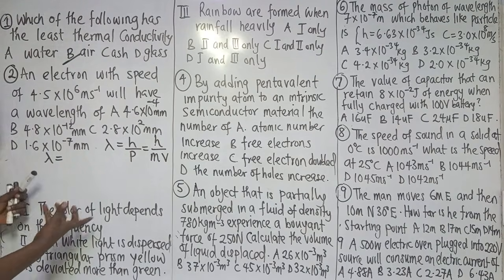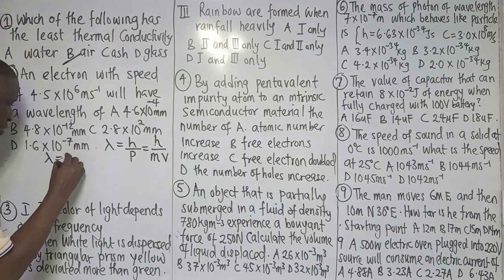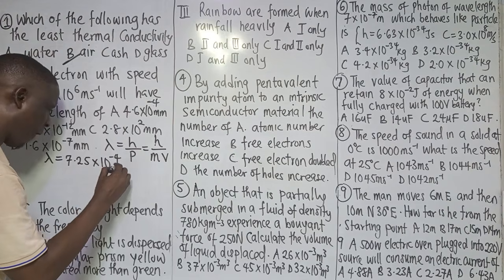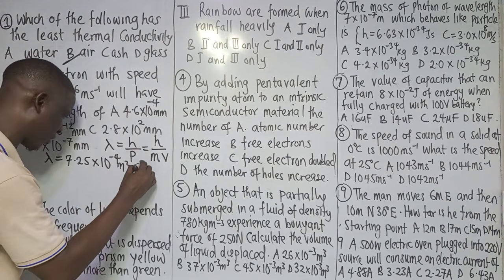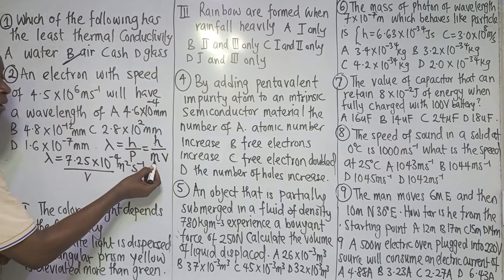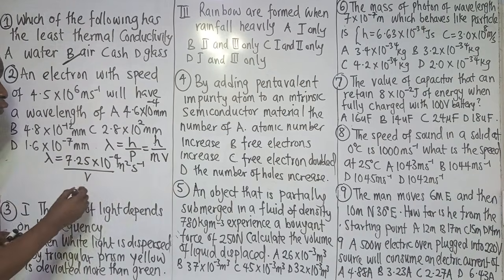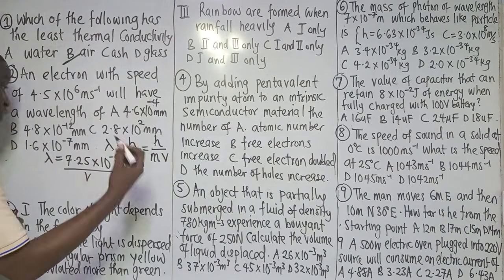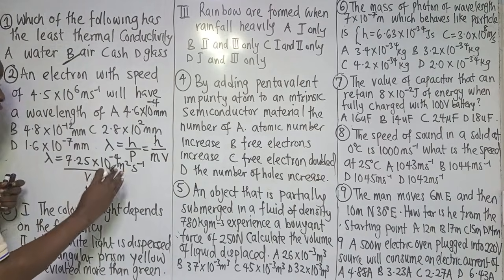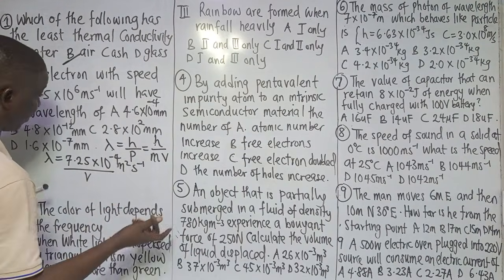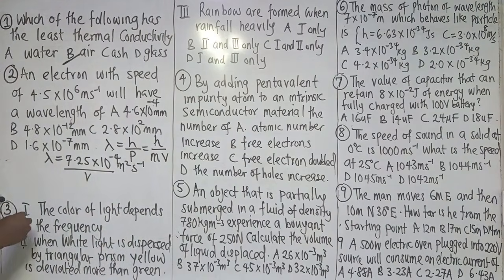Now, if you combine them together, quickly you discover that you are going to have 7.25 times 10 to the minus 4 meters squared per second, divided by v. That means you divide the Planck constant by the mass of electron, so we now have only v. v can vary, can change. Lambda can also change. So whichever one you want to find, you can use this formula to solve it, except in the case whereby they give you the speed of light.